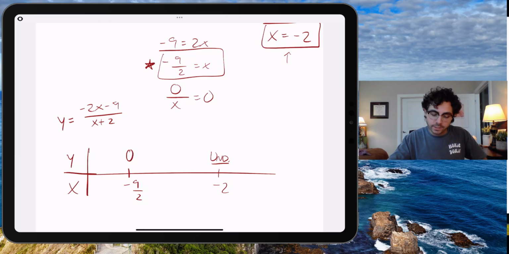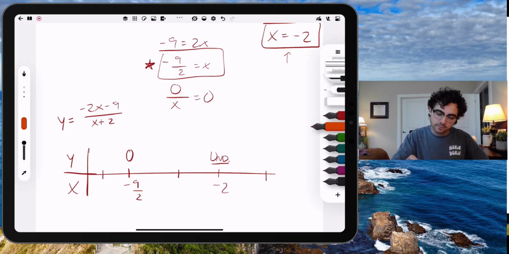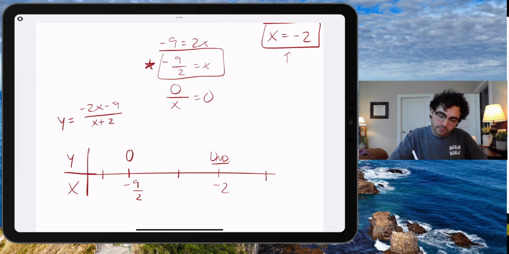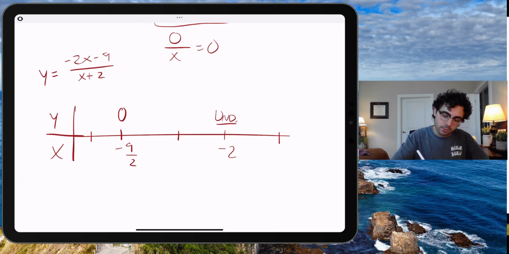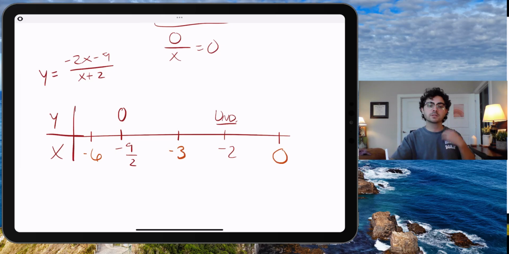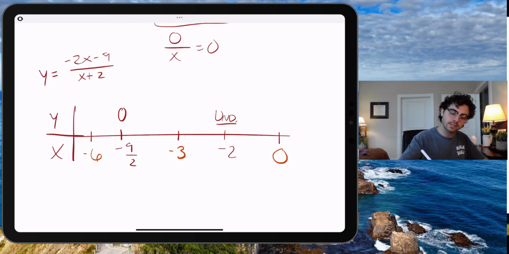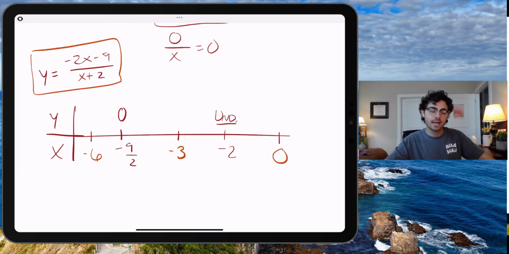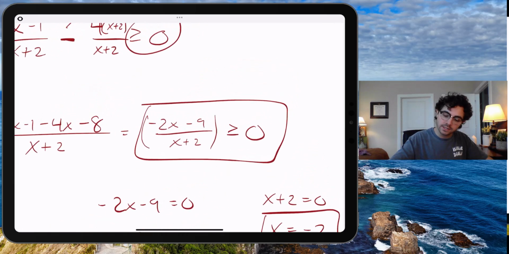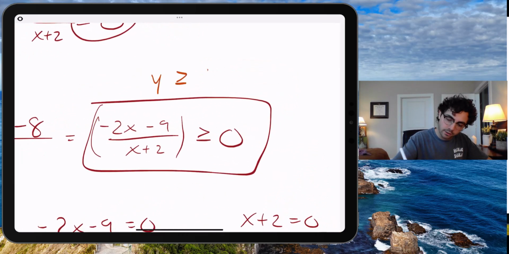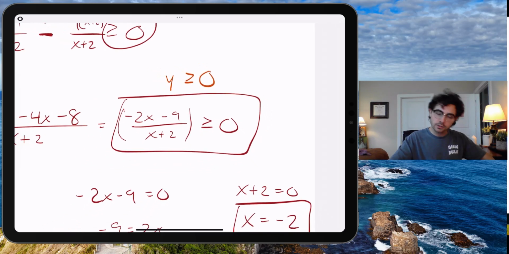Okay, so now we're going to plug in x values left and right of these x values. So negative 9/2 is negative 4.5. So let's plug in negative 6. In between those, we could do -3. And to the right of -2, let's keep it simple, let's go 0. What we're doing now is plugging in -6, -3, and 0 into this to get the sign. We want to know, is it positive or negative? Because then that will tell us whether this expression, or whether y, is greater than or equal to 0 for certain intervals of x values.